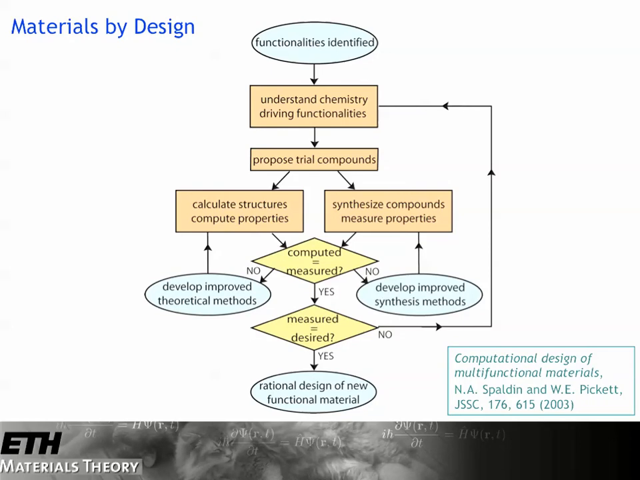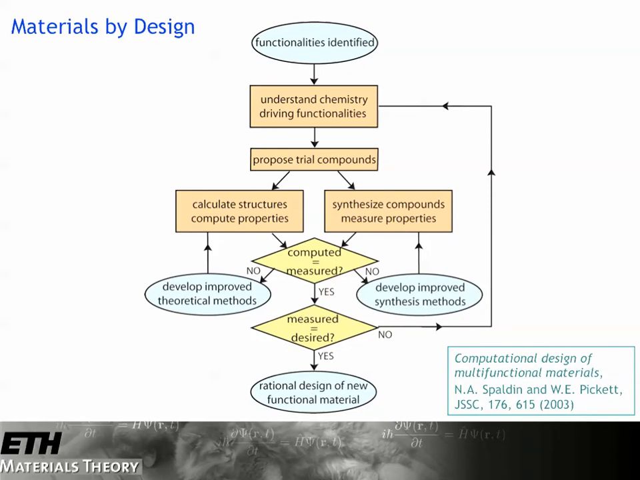Once we understand what kinds of chemistries and physics cause a particular function, then we propose trial compounds. So we take a guess at the chemistries, the arrangement of atoms, the crystal structure, that we think might do what we want. And obviously we don't do this out of nowhere. Usually we're starting from modifying an existing compound by changing the structure or changing the chemistry or changing the symmetry a little bit. And then sometimes, or often first, we will go calculate the structure and compute the properties.